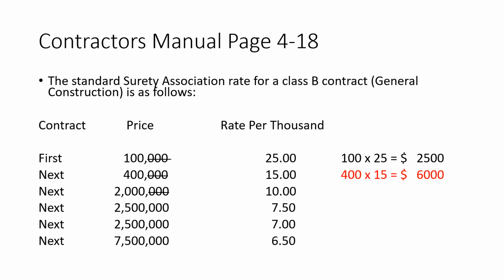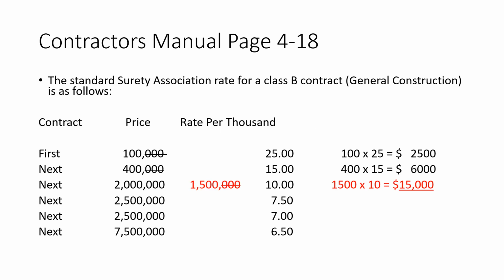Okay, so we still have something left over. We should understand, and we can do this in math in our head, that now we have $1.5 million left over. Remember, it was a $2 million bond. We've already accounted for $500,000 of it. Now we have $1.5 million left. All right, we take off the 3 zeros. It's 1,500 times $10 per thousand, and that's $15,000. The remaining $1.5 million of that bond costs us $15,000.